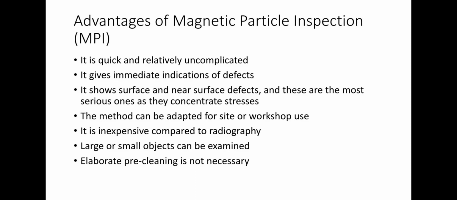An advantage of magnetic particle inspection is that it is quick and relatively uncomplicated. It gives immediate indications of defects. It shows surface and near surface defects, and these are the most serious ones as they concentrate stresses. The method can be adopted for site or workshop use. It is inexpensive compared to radiography. Large or small objects can be examined. Elaborate pre-cleaning is not necessary. These are the advantages of magnetic particle inspection.